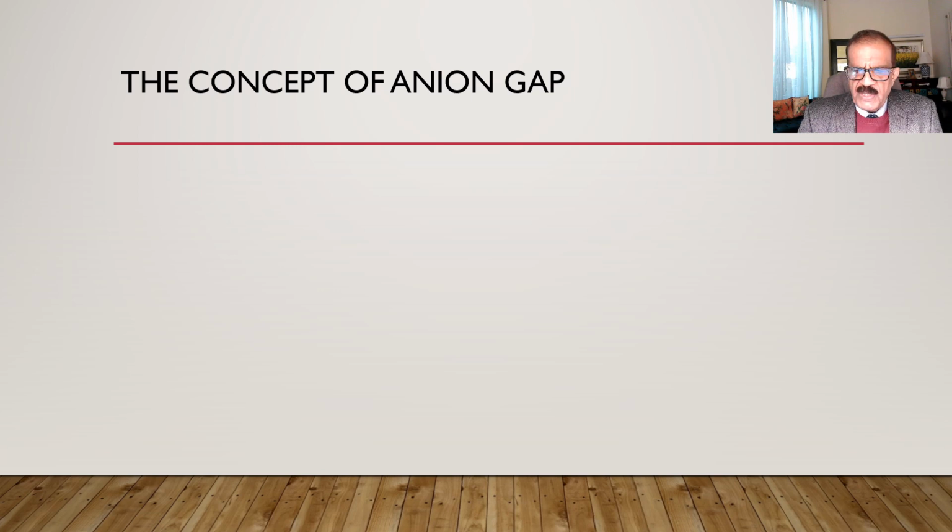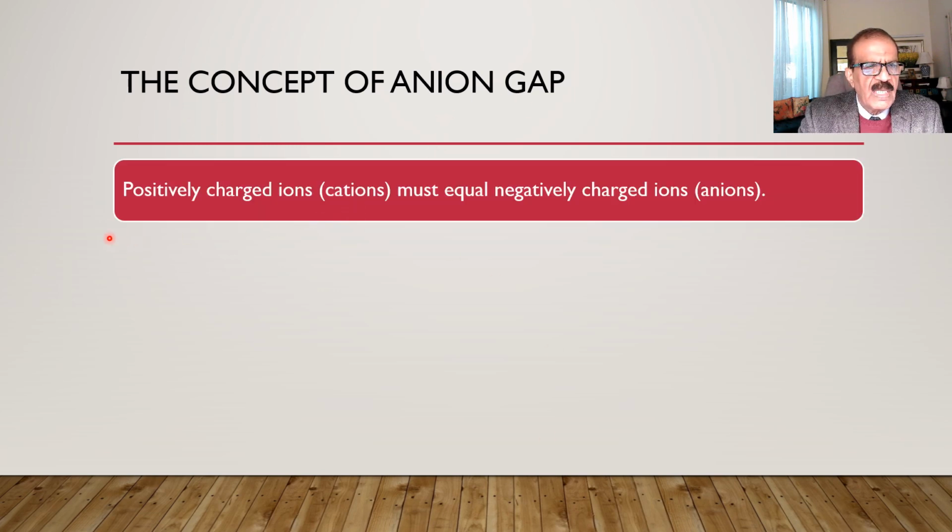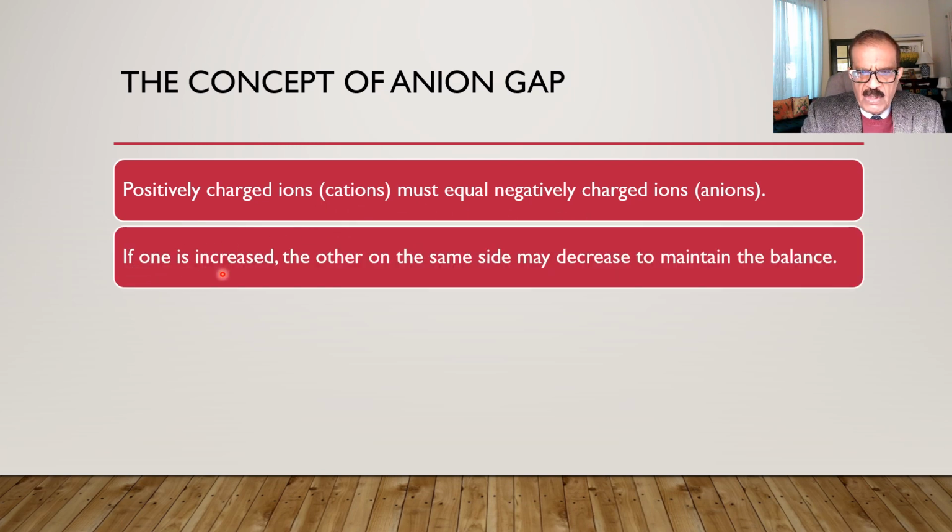First, some basic concepts behind this anion gap. Positively charged ions, which are called cations, must equal negatively charged ions, which are called anions. In the body, we have positively charged ions and negatively charged ions, and the body always makes sure that their levels remain equal to maintain electrical neutrality. So there is a mechanism to make sure that both are kept equal. If one is increased, obviously due to some disease process, the other on the same side may decrease to maintain the balance. For example, if one anion is increased, the other would decrease automatically through some homeostatic mechanism to keep the total anion level equal to cations.